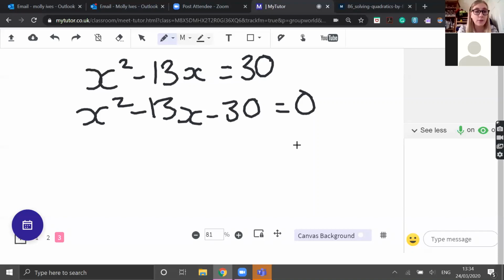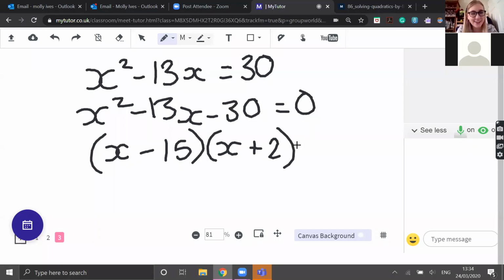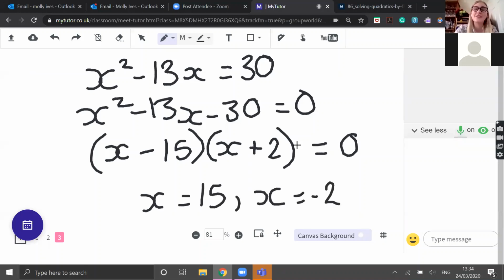And now we have this that we can factorize. So this will be, oh gosh, minus 10, minus 15. Difficult, factorizing on the spot, guys. x minus 15, x plus 2, I believe. Yes, that works, equals 0. So then we have x equals 15, x equals minus 2. x equals 15 or minus 2. Yeah, perfect. Well done, guys.